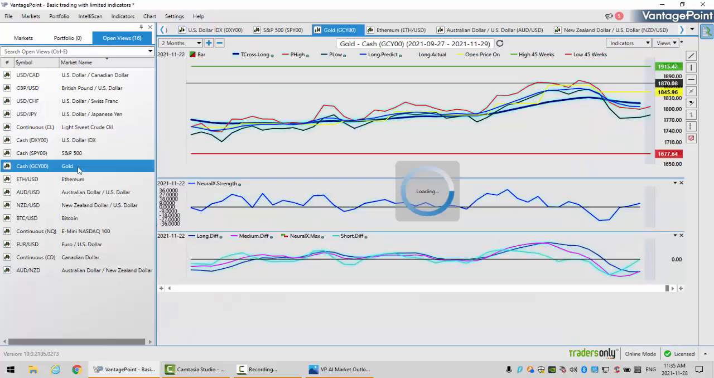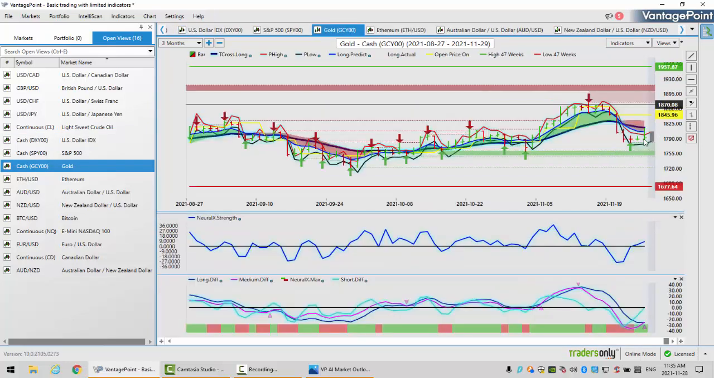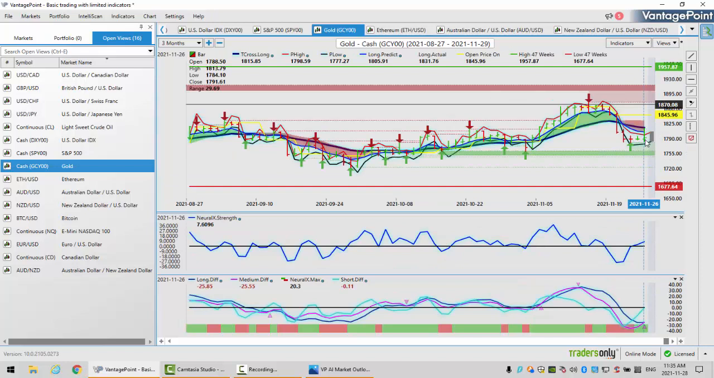Now, when we look at gold, gold had a bit of a bounce on Friday, but still not very impressive. We've come right up to the VantagePoint T cross long. We've hit that level at 1815, and then we've pulled back away from it, closing out the week at 1791. Gold very bearish on the year. This is something we have to make sure we're understanding here.